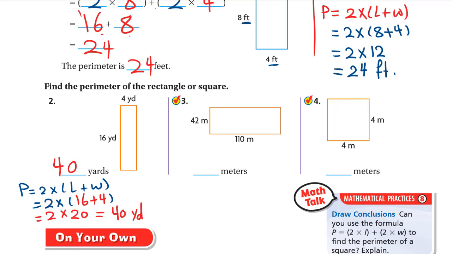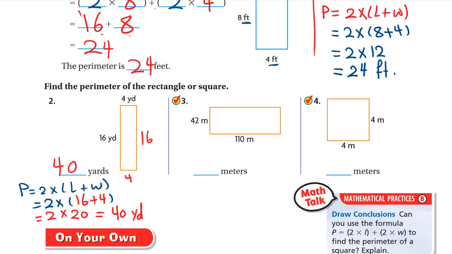Okay, so what if I forget this formula? So the rectangle, I know if this is 4 yards, this also will be 4 yards. If this is 16 yards, this also will be 16 yards. So I can add 16 plus 16 plus 4 plus 4. I'll get the same answer, 40 yards.